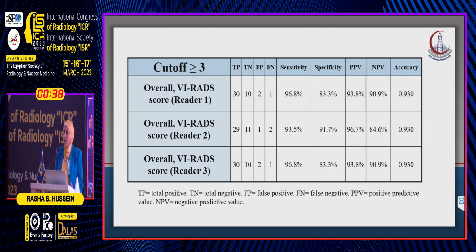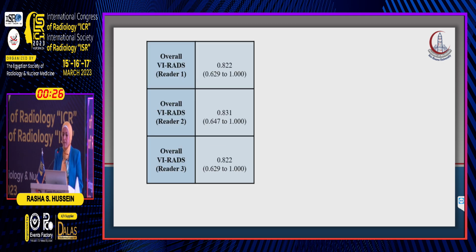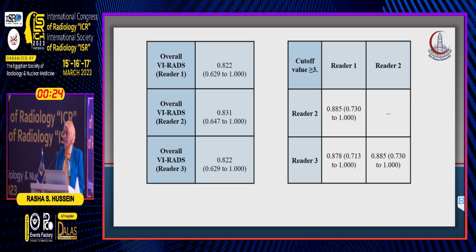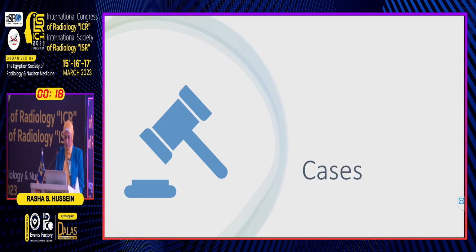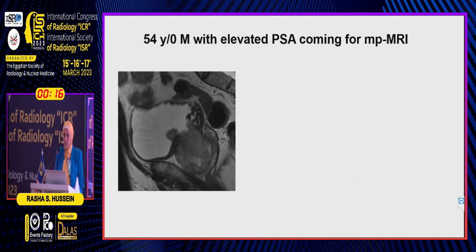So when we apply the cutoff value of VI-RADS score 3, we have an overall sensitivity and specificity that is very good among the 3 readers compared to the pathology. And this also showed a very good inter-observer agreement between the readers regarding their experience in comparison to the pathology. Let's demonstrate some of our cases.